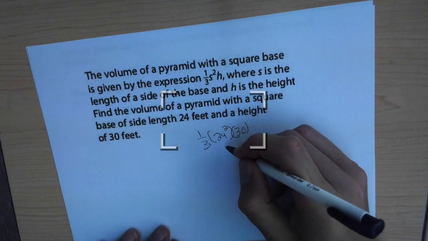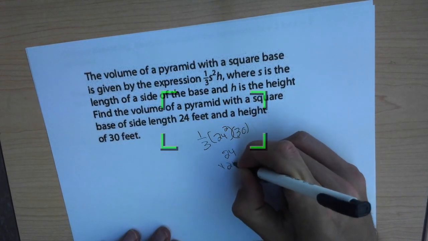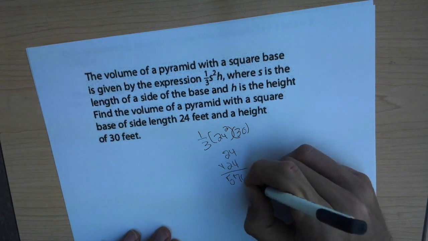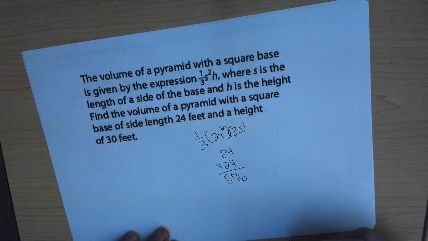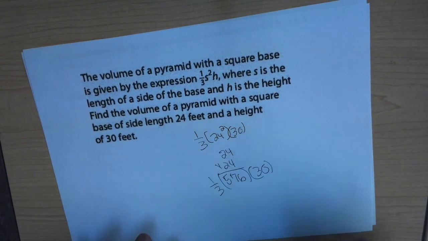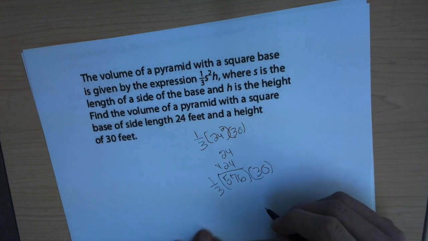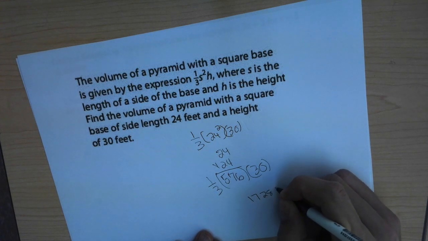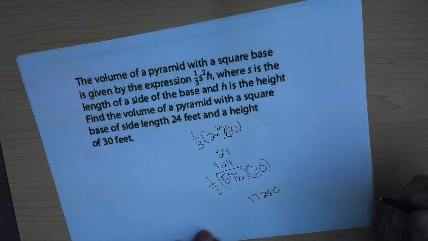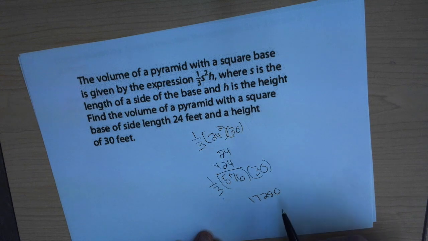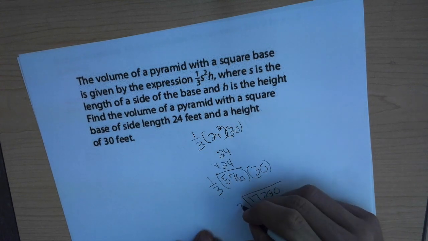I know that 24 squared is the same thing as saying 24 times 24, and that is 576. So now I have 576 times 30 times 1/3. I know that 576 times 30 is equal to 17,280. Finally, I know that multiplying by 1/3 is the same thing as dividing by 3.